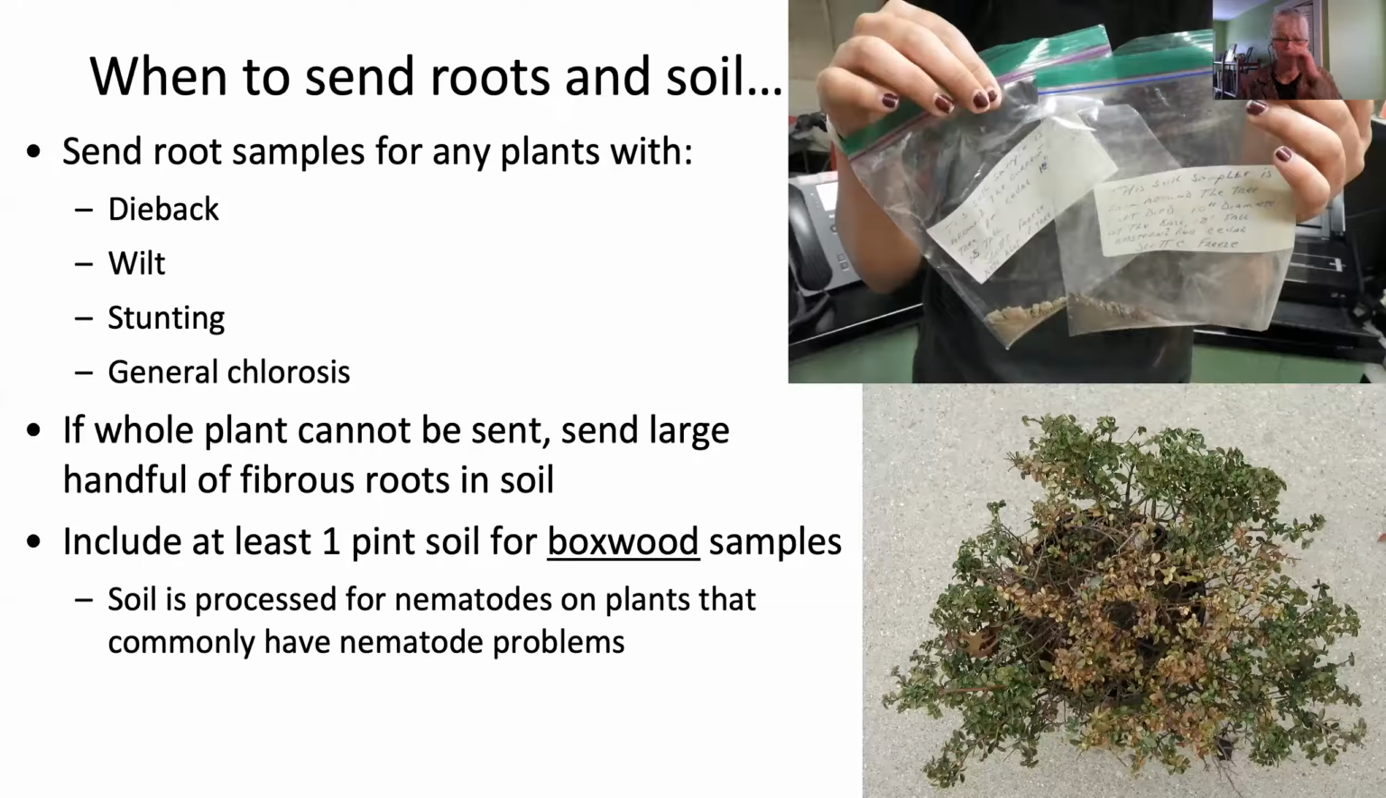Another thing to remember is that it's always good by default, if you are sending a root sample, to make sure that you're sending at least a pint of soil. For certain plants like boxwood, for example, we will automatically process that soil for nematodes. On plants where nematodes are a common problem, we will process the soil for nematodes. We extract nematodes from the soil, so we don't culture them. If we don't have the soil, we're not going to be able to do the nematode assay.